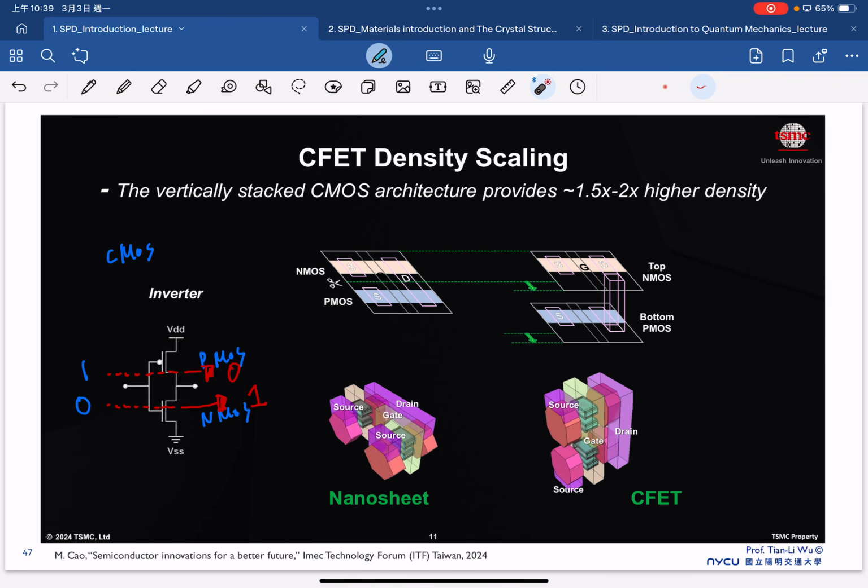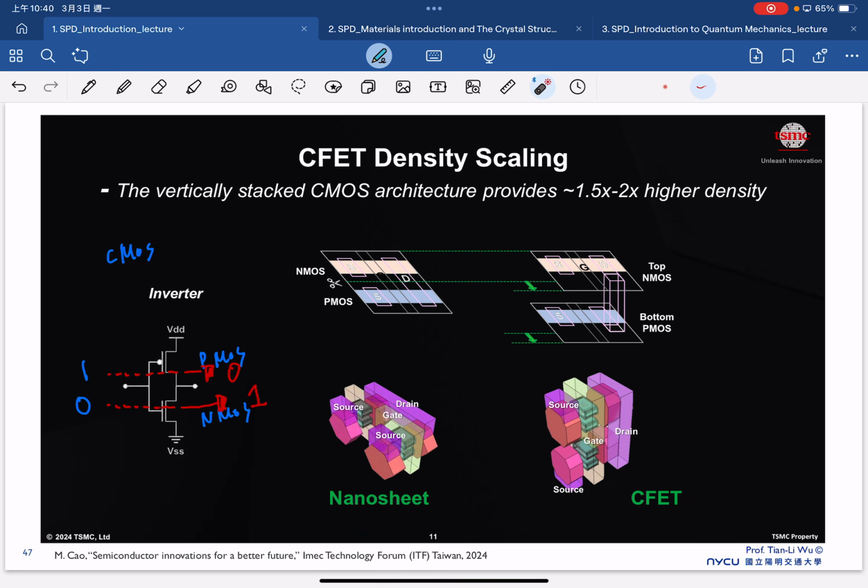So if we can stack the NMOS and PMOS together vertically, that's what we call the CFET. This is why the CFET is very promising at this moment, because we can save the chip size. We can stack the NMOS and PMOS together, and then we save the chip size. We can have higher density. So this is the idea that we call the CFET technology.